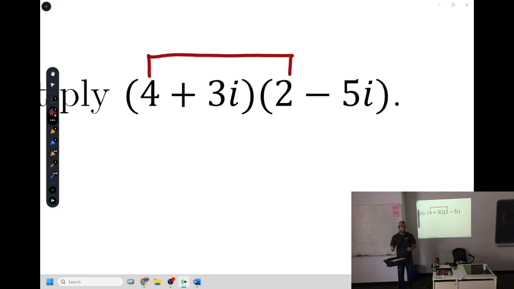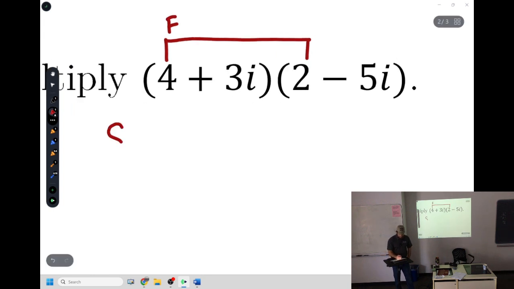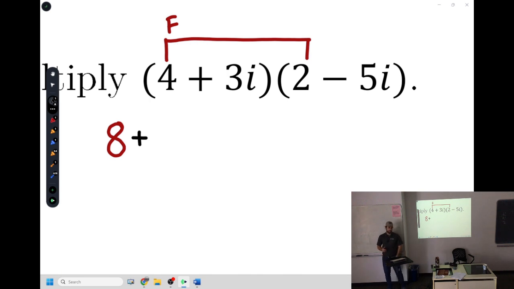Those two things are first in each binomial. Those are the first, right? 4 comes first in this binomial. 2 comes first in this binomial, so we call that first. 4 times 2 is? 8. Okay. Put a plus sign in the middle. I don't care what's coming next. I'm just putting a plus sign. I know you can do it faster and not do the plus if you don't need it, but all right.